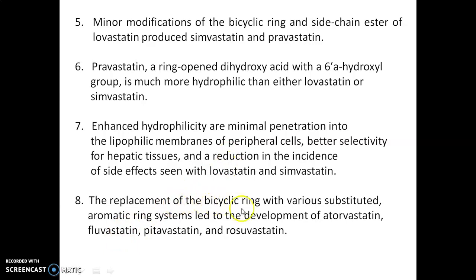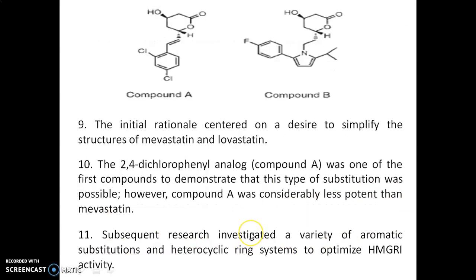The replacement of the bicyclic ring with various substituted aromatic ring systems led to the development of atorvastatin, fluvastatin, pitavastatin and rosuvastatin. Here two structures are mentioned, compound A and compound B. These two structures are also responsible for HMG-RI activity. So what happens if we change this structure? The initial rationale centered on a desire to simplify the structure of mevastatin and lovastatin.